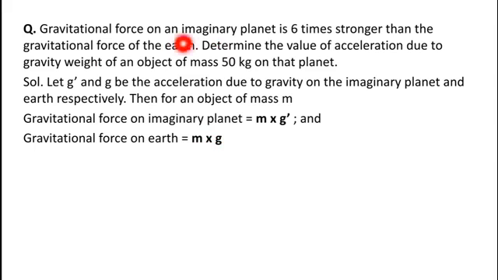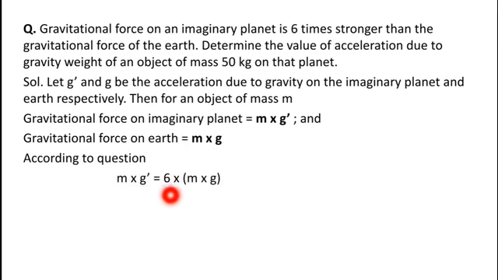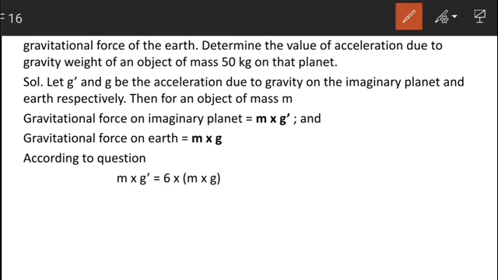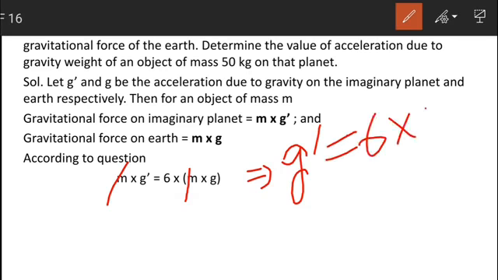Again in this question it is given that the gravitational force of the imaginary planet, that is m into G dash, is 6 times stronger than the gravitational force of the earth, that is m into G. So according to the question, m into g dash is equal to 6 times m into g. From here, m and m cancel out, and we get g dash is equal to 6 into g.